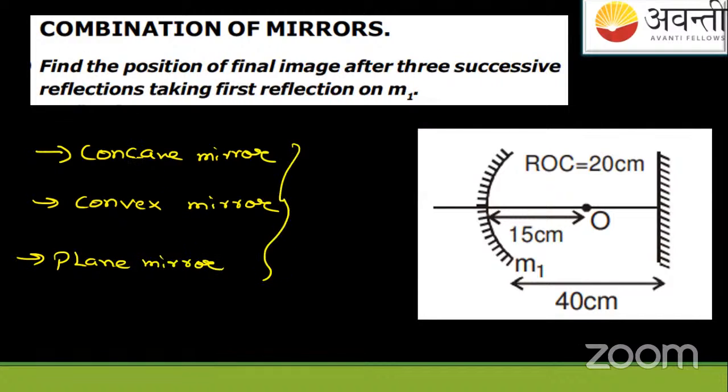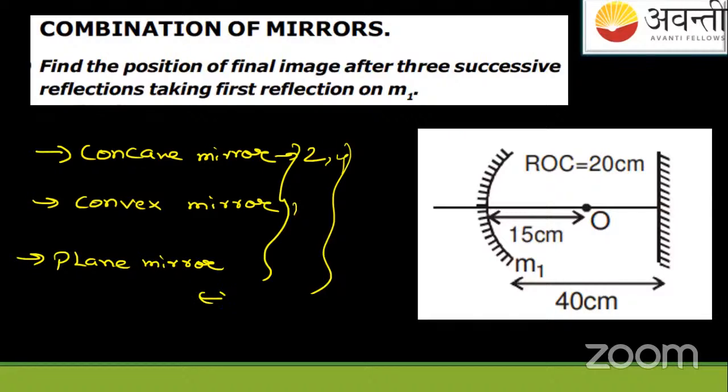Combination of these mirrors. Either you can take 2 concave mirrors, 3, 4, whatever you want. It's like playing with all these mirrors. You can mix them and make a very complex mirror situation, and the object you can place anywhere on this principal axis. Then it will be asked from you to take the number of reflections, say 1, 2, 3, starting from a particular mirror, and find the final image. Got it?